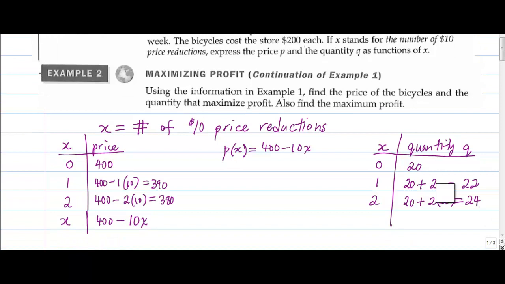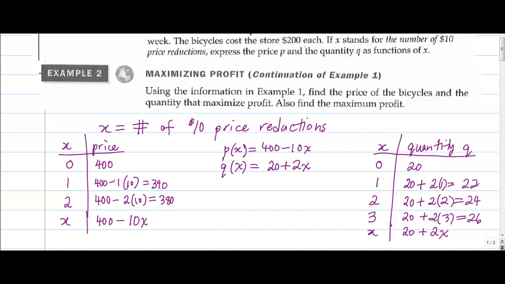So this would be 2 times 1. If she offers 3, then she can sell 6 more bikes, so that's 2 times 3. Right? For each $10 price reduction, she can sell 2 more bikes. So if your price reduction is X, that's 20 plus 2X. So that is our quantity, okay? So in the past we've done problems where quantity was X. X is the number of bikes to sell. Here your quantity is not X. Your quantity is 20 plus 2X because X stands for the number of $10 price reductions.